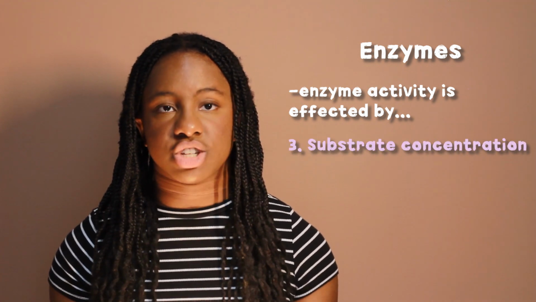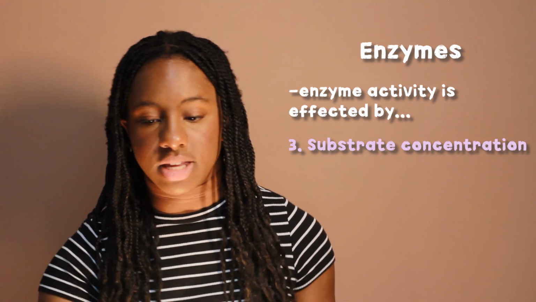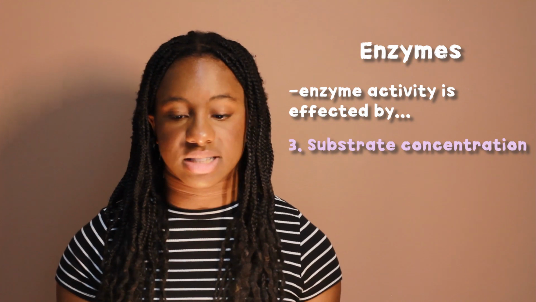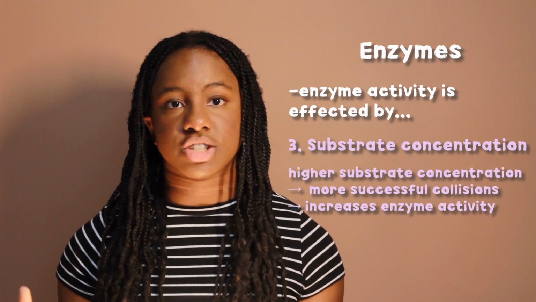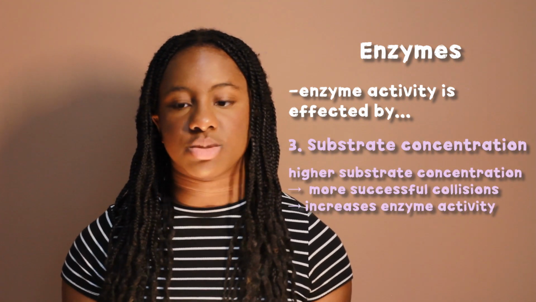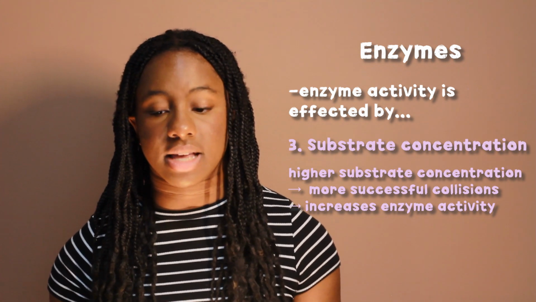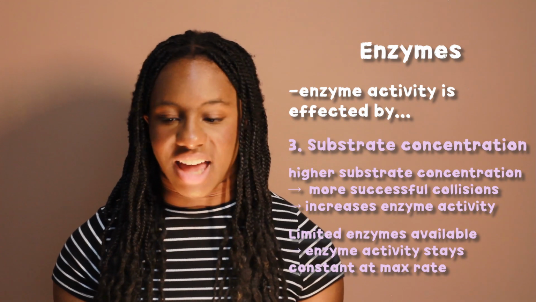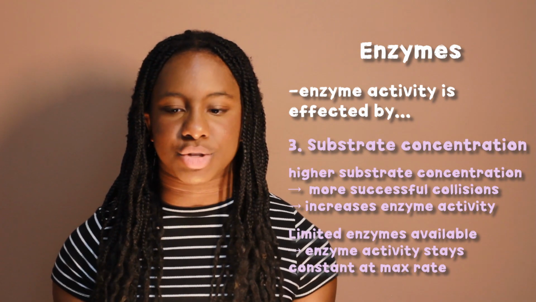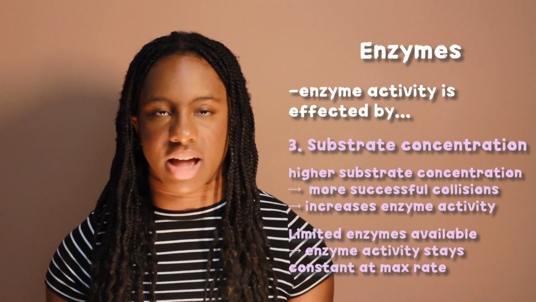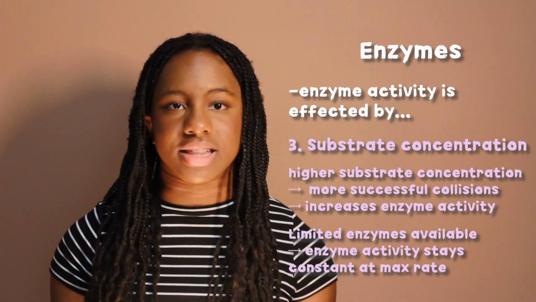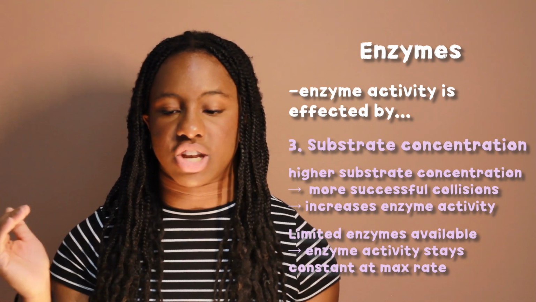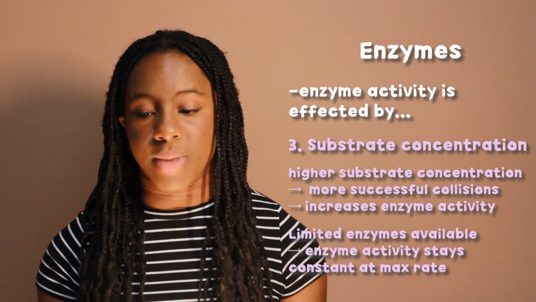Finally, substrate concentration also has an effect on enzyme activity. Enzymes cannot catalyze reactions until the substrate binds to the active site. So if the substrate concentration is increased, then more collisions will occur and a higher number of successful collisions will occur. However, after the binding of a substrate to an active site, the enzyme is no longer available to other substrates until the reaction has been catalyzed. Therefore, enzyme activity remains relatively constant once substrate concentration has reached a certain point, and that's called the max rate of the reaction.